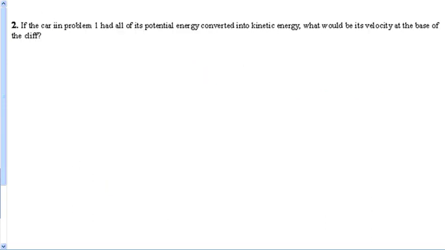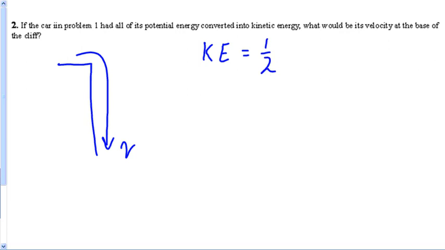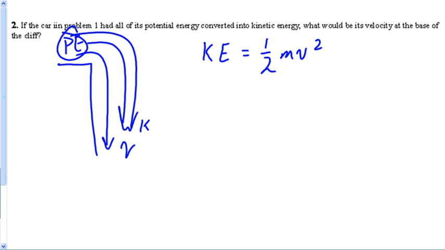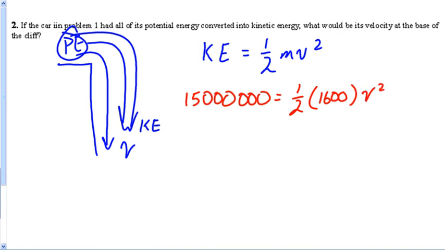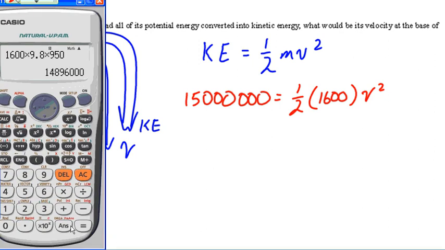Number two says, what if that car in the other problem fell off the cliff? How fast would that car be going at the bottom? Well, we've got two different ways we could do it, but one way is this. We could just do 1/2 mv squared, because you've already found the potential energy at the top was 15 million. That PE at the top should be equal to the KE at the bottom. So we should be able to write 15 million, three more zeros, equals 1/2 mass, which is a 1600 kilogram car, v squared. So it'd be 15 million divided by 1/2 of 1600, which would be 800.